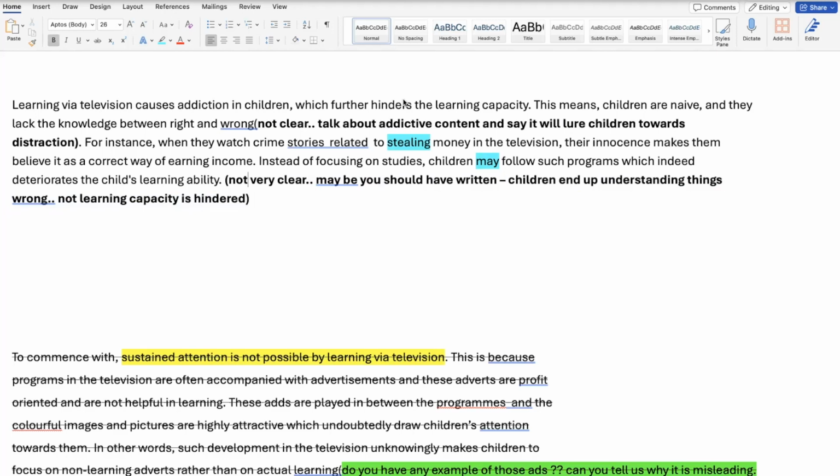Kavita, this is not hindering the learning capacity. They are probably learning in a different way. You could have written what is wrong with the learning in that way.